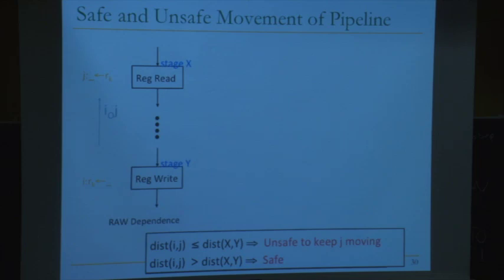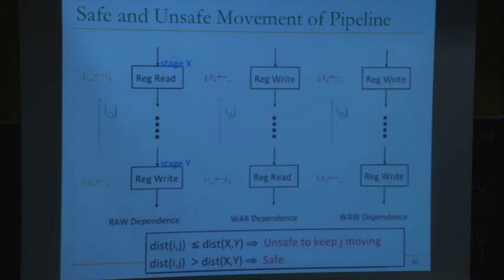Make sense? And the hardware is doing the same thing when you're doing the hardware-based interlocking. If you look at write after read dependence in a pipeline, you can do the same analysis, basically. Let's look at the write after write dependence. In a pipeline as we designed, the distance between instruction I and j has to be greater than or equal to 1, right?